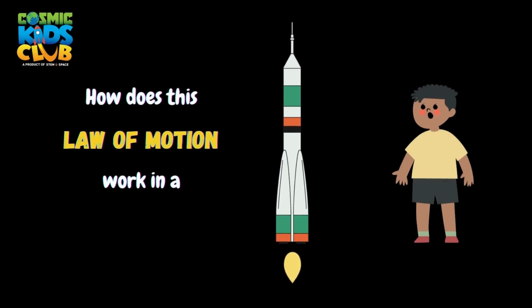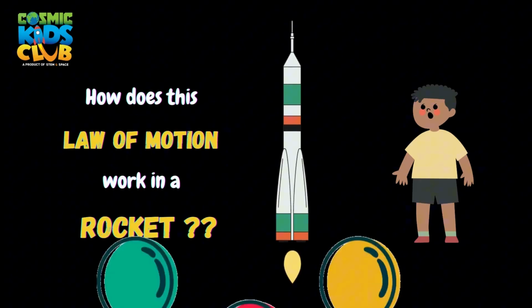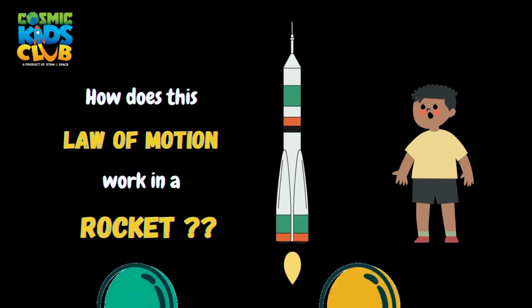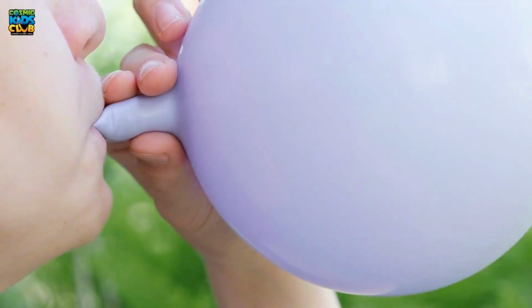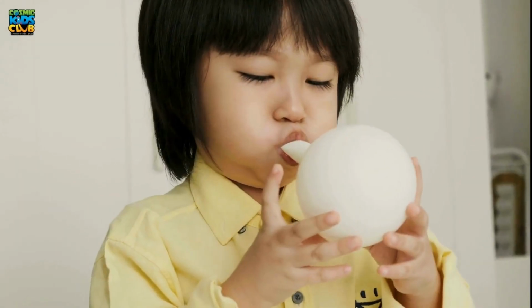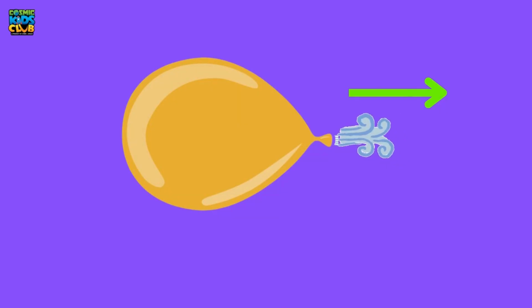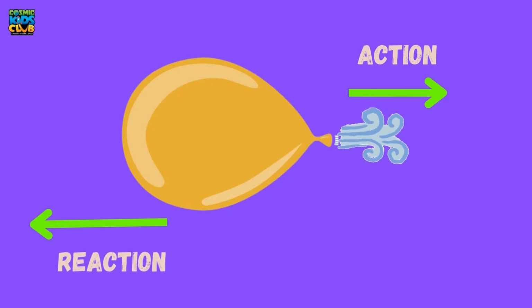So how does this work in a rocket? Let's understand it with an example of a balloon. You can grab a balloon if you have one, blow the air in it, and now leave the balloon. What did you notice? The balloon flows away. This is because the air rushing out from the balloon is the action that pushes the balloon as a reaction equally in the opposite direction.